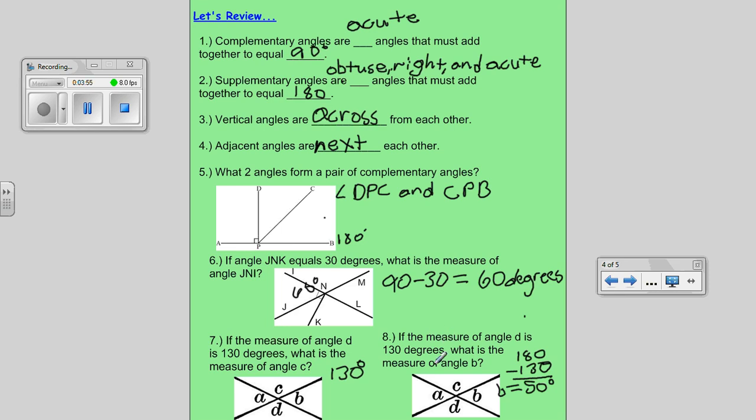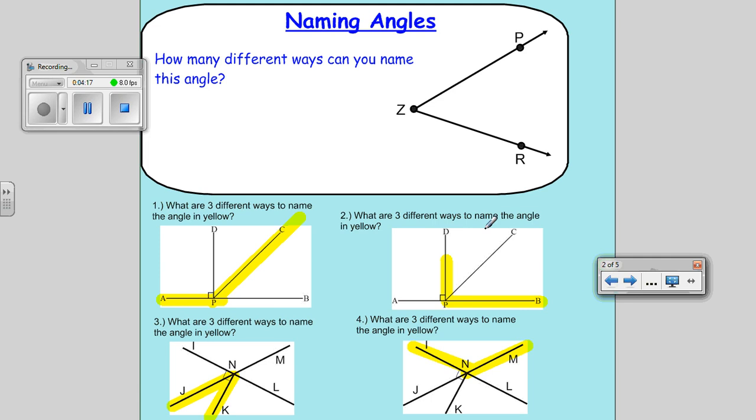Alright, if the measure of angle D is 130 degrees, what is the measure of angle B? Well, look right here on a straight line. We just talked about up here that a straight line makes 180, and they're right next to each other. They're adjacent to one another. So we look right here, D and B, we say 180 minus 130 is 50 degrees. Alright, let's go back and look at a little bit more practice here.